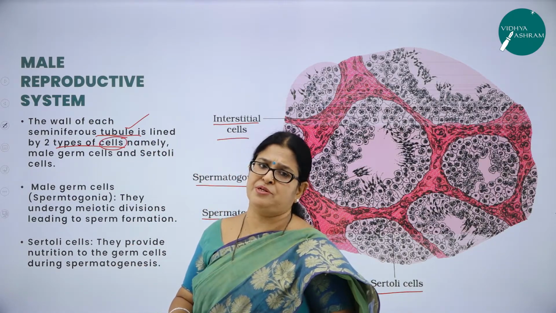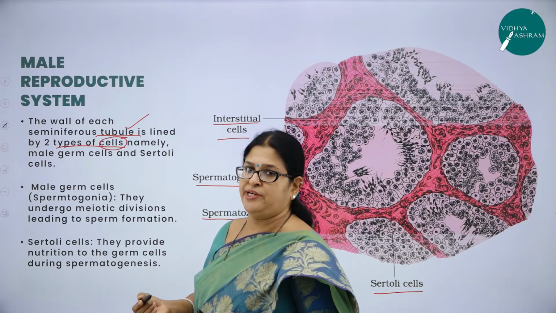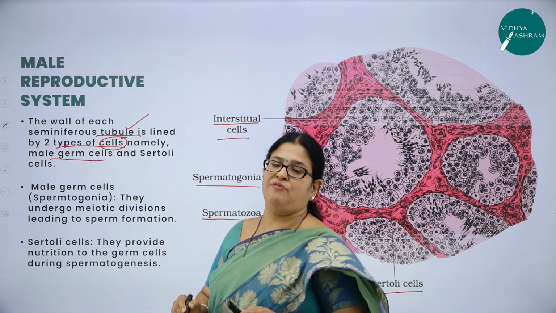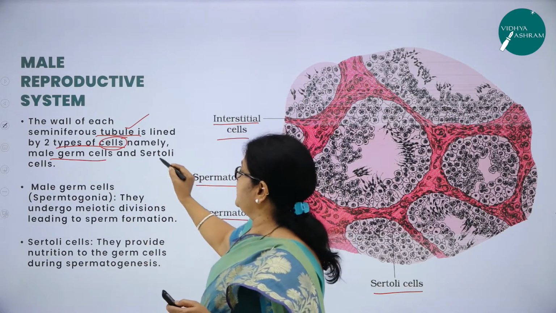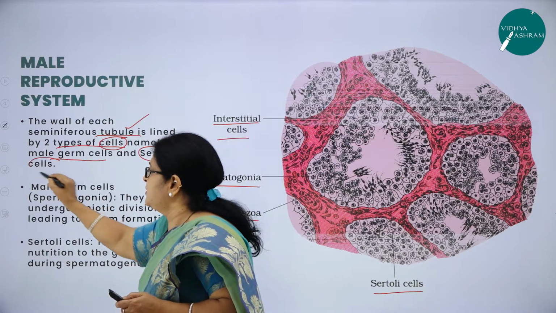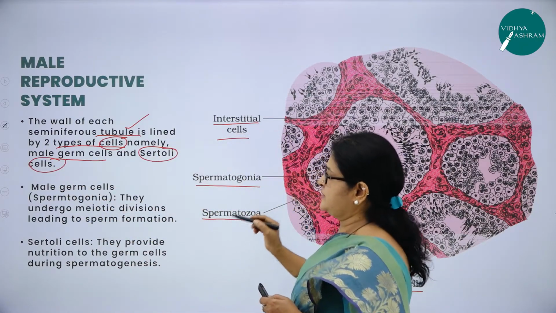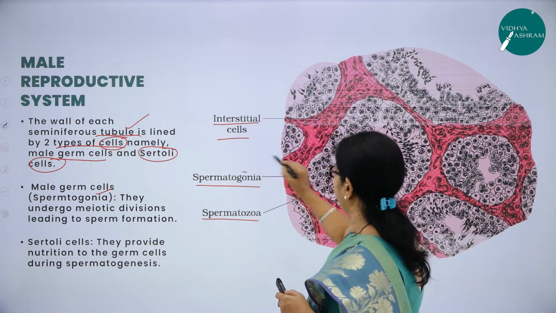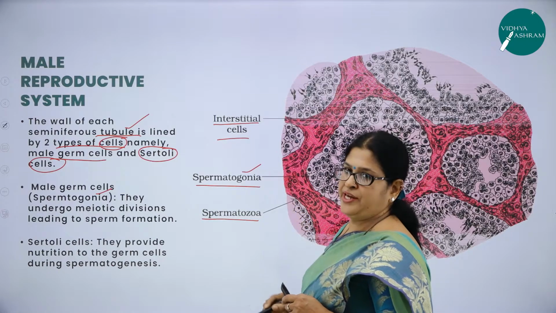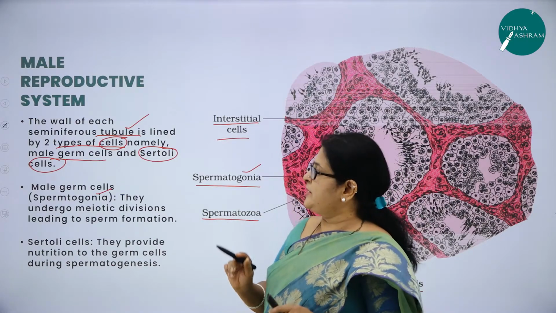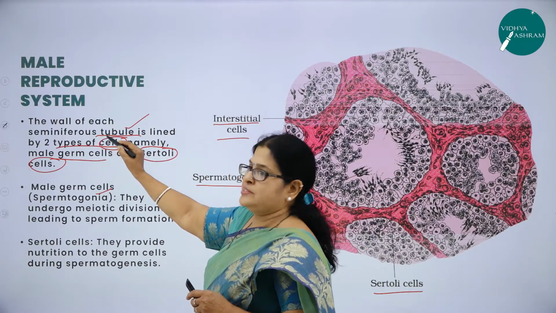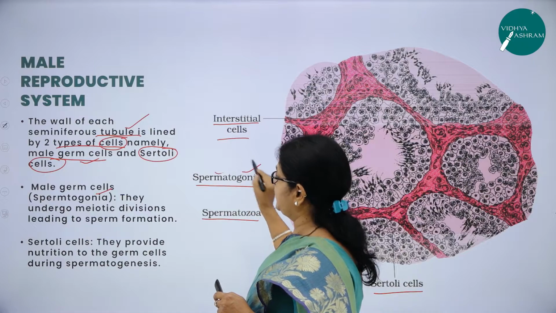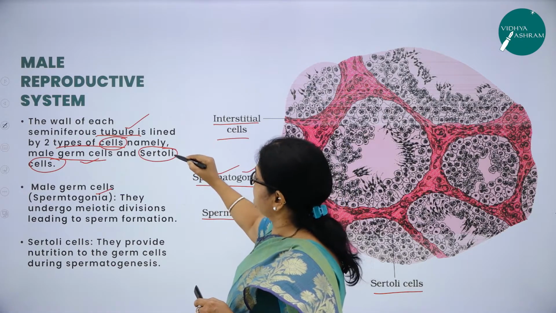What are those 2 types, a very important point to be noted, children? One is called the male germ cell, or we call it a sperm mother cell, and the other one is called Sertoli cells. The male germ cell is also called spermatogonia. Here you can see spermatogonia. So what are the 2 very important types of cells in the wall of seminiferous tubule? One is the male germ cell. What is the other name for male germ cell? Spermatogonia. And what is the other cell? Sertoli cells.